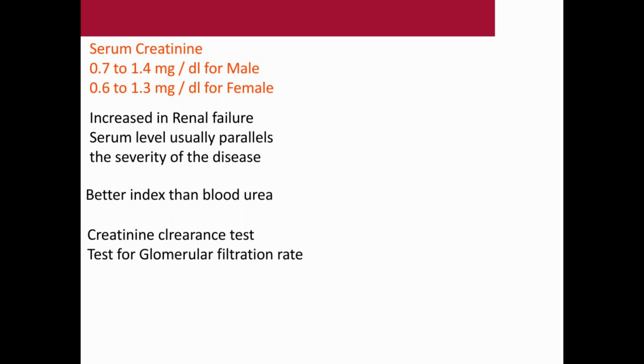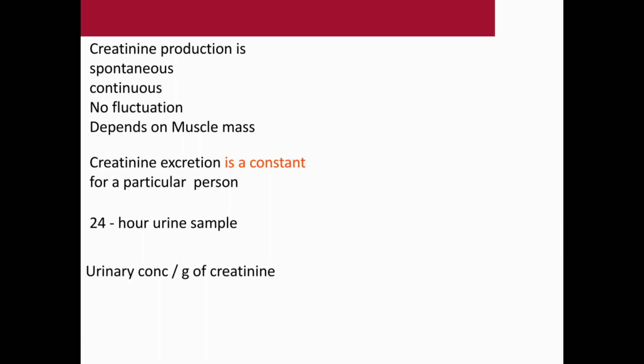It is a better index than blood urea. The creatinine clearance test for glomerular filtration is very important. Creatinine production is spontaneous, continuous, with no fluctuation, and depends on muscle mass. Creatinine excretion is constant for a particular person. A 24-hour urine sample is collected for the creatinine clearance test, measuring urinary concentration of creatinine.